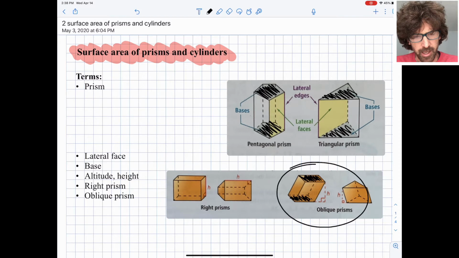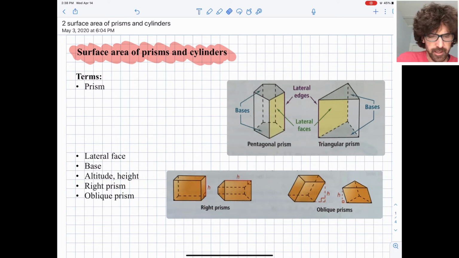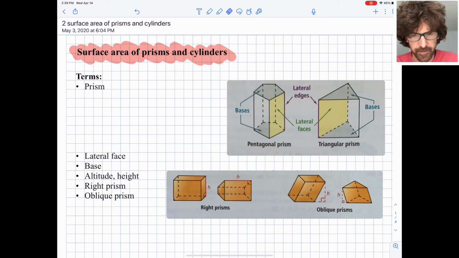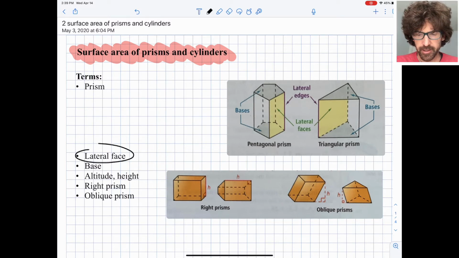All right. In this video, we're going to be looking at the surface area of these shapes, and really what you need to think about is just finding the area of the individual faces of these prisms. So let's go over some of these again. Lateral faces, as I mentioned, are the vertical faces here, the faces that are not parallel to each other.